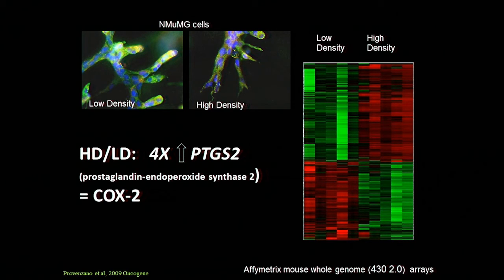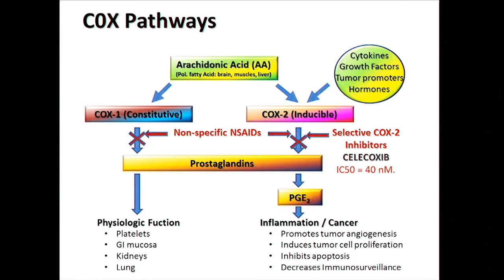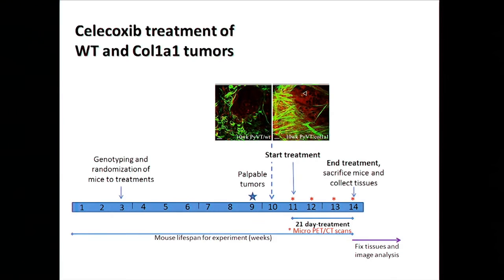We also find, when we go back to this gene expression array, that one of our biggest hits is this thing called prostaglandin endoperoxide synthase 2, or COX-2. What this gene does is it converts arachidonic acid, it's part of the eicosanoid pathway, into prostaglandins and something called prostaglandin E2, involved in inflammation and cancer. When you take aspirin or ibuprofen, you're taking a non-specific drug that blocks both isoforms. There's a selective one called celecoxib that blocks COX-2, which is the inducible isoform.